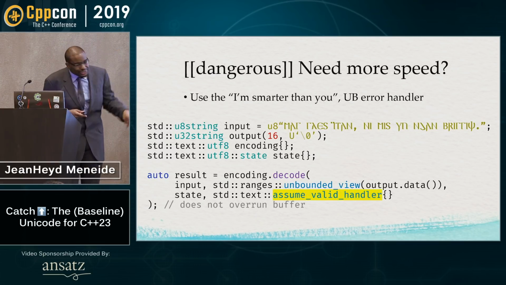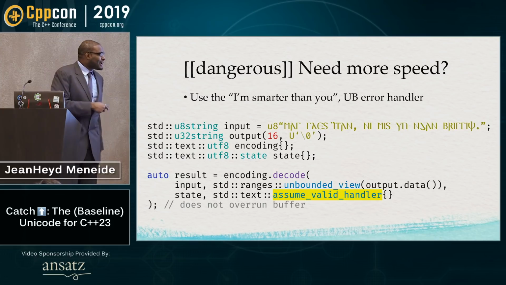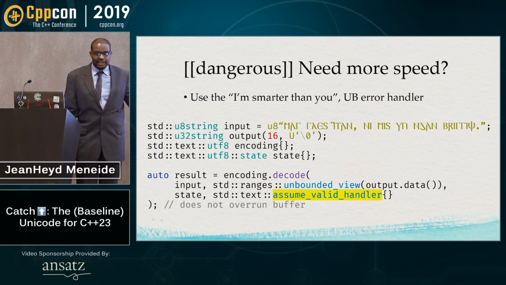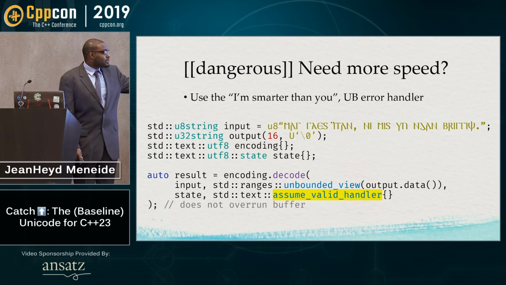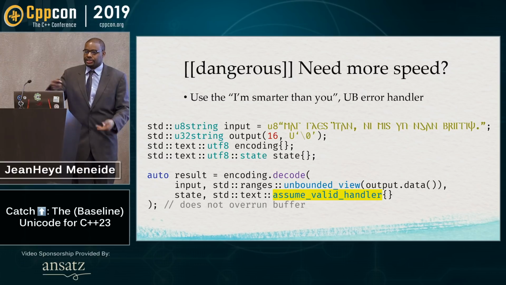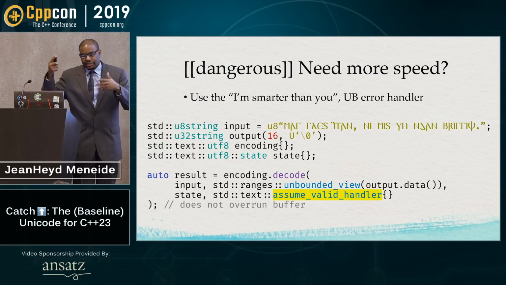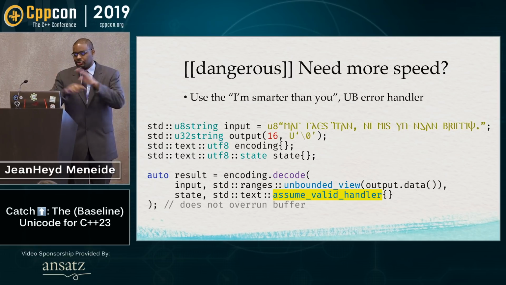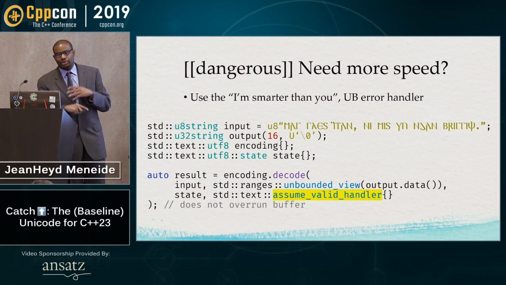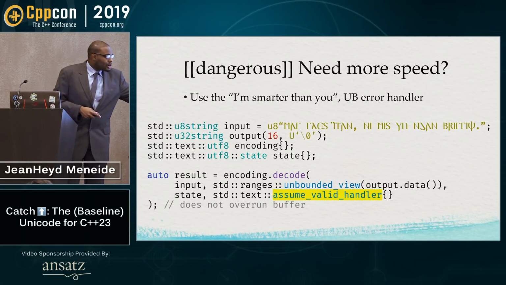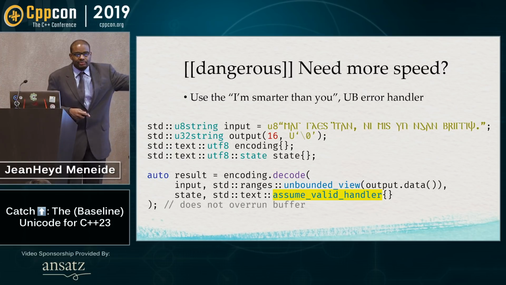For the people who are extra dangerous, who want to live super dangerously, you can not only use the unbounded view and just pass the pointer and say, keep writing to the end of time, you can also pass an assume valid handler. There's a cost to calling the error handler, to checking that things were right, et cetera. What if you have some text in the database and you've already made it so that it's UTF-8 all the time, you know this, you've checked it, it's great? In this case, you have to explicitly say assume valid handler.